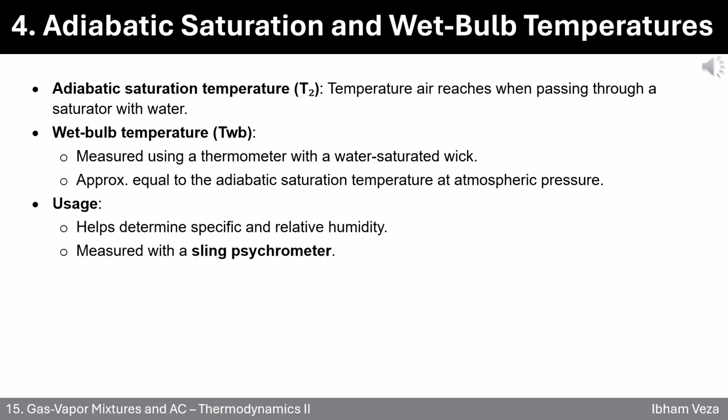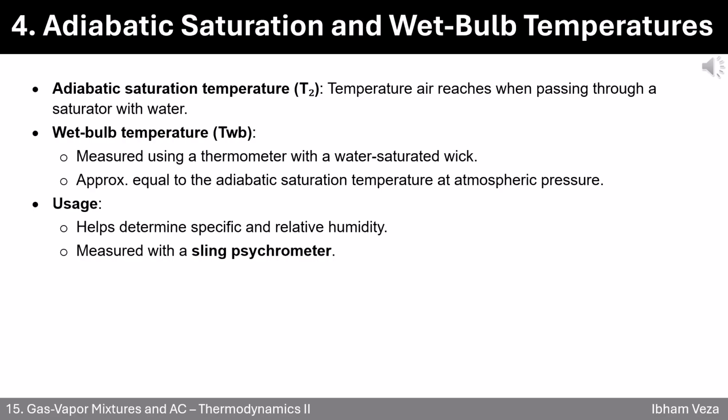4. Adiabatic saturation and wet bulb temperatures. Let's explore two important temperatures when dealing with moist air: adiabatic saturation temperature and wet bulb temperature. The adiabatic saturation temperature is the temperature that air reaches after passing through a water-filled saturator without gaining or losing heat. Then we have the wet bulb temperature, which is easier to measure. You just use a thermometer wrapped with a wet cloth or wick. As water evaporates, it cools the thermometer, and the final steady reading is the wet bulb temperature.